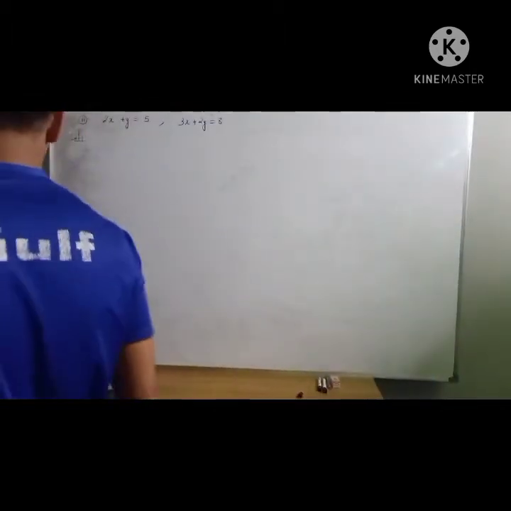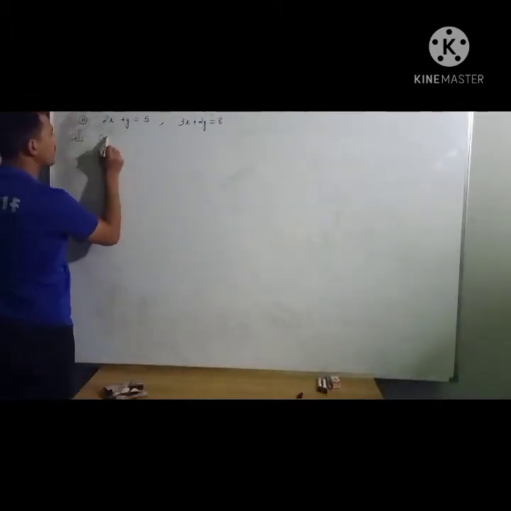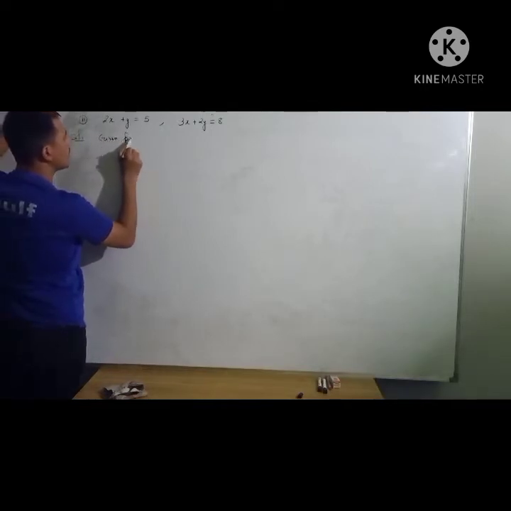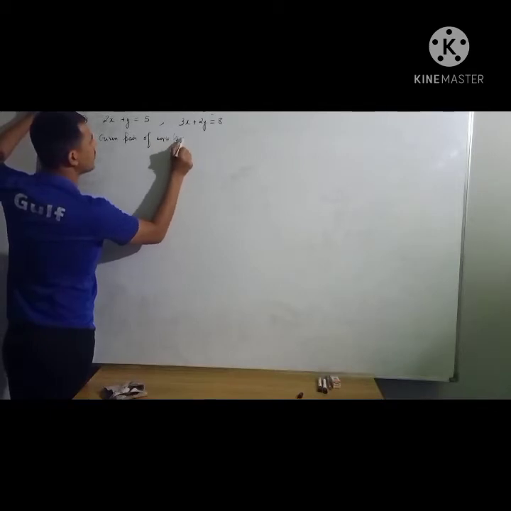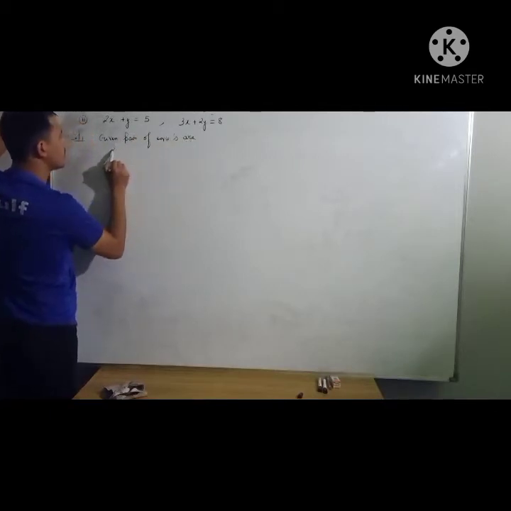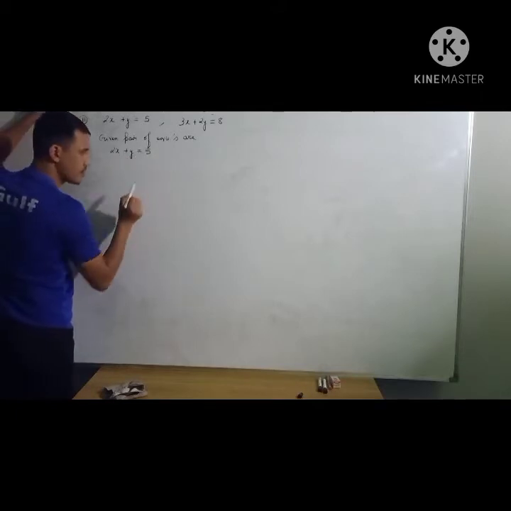Now we solve exercise 3.5, question number 1, Roman 2. Given pair of equations are: the first equation, 2x plus y equals 5, is your first equation.